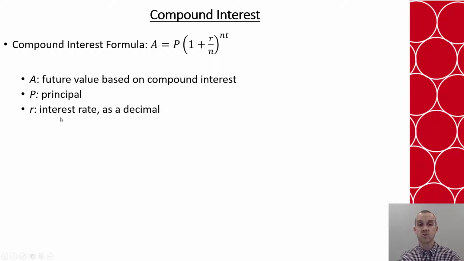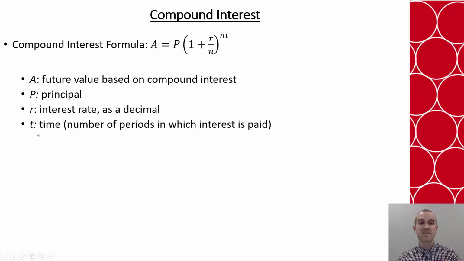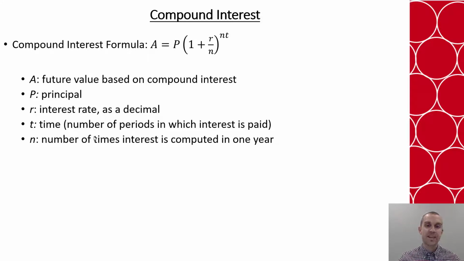r is our interest rate, which will often be called the nominal interest rate, and that's written as a decimal, not as a percent. So we always have to remember to take our percent and divide by 100. t is our time. It's the number of periods in which interest will be paid still. Often it's an annual interest. And then that n is our new letter we haven't seen before, and that's telling us how many times we are computing the interest in a single year.